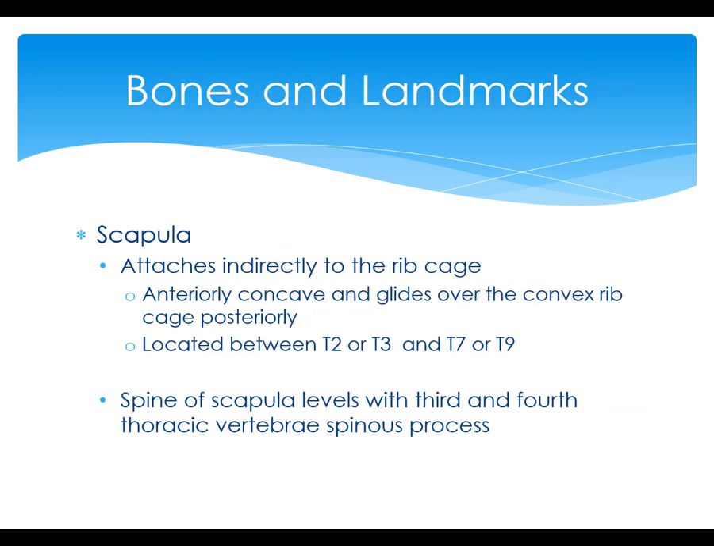Here are some of the bones and landmarks that you will need to know for the quizzes and exams. On the scapula, it attaches indirectly to the rib cage. Anteriorly, it is concave and glides over the convex rib cage posteriorly, and it's approximately located between T2 or T3 and T7 or T9. The spine of scapula levels with the 3rd and 4th thoracic vertebrae spinous process, which can help with palpation of either the spine of the scapula or of the 3rd and 4th thoracic vertebrae spinous process.